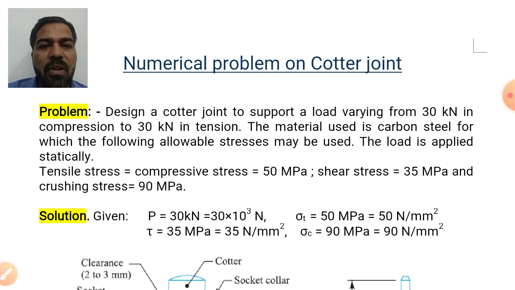So first of all, we will write the given values. P is equal to 30 kilonewton. Permissible tensile stress sigma T is equal to 50 megapascal. Permissible shear stress is equal to 35 megapascal. Permissible crushing stress is equal to 90 megapascal.